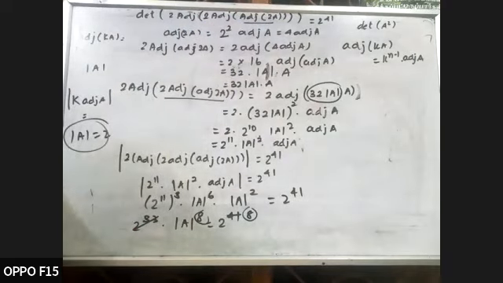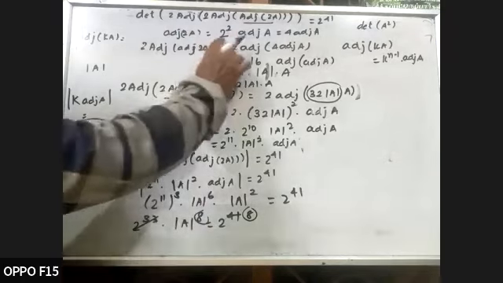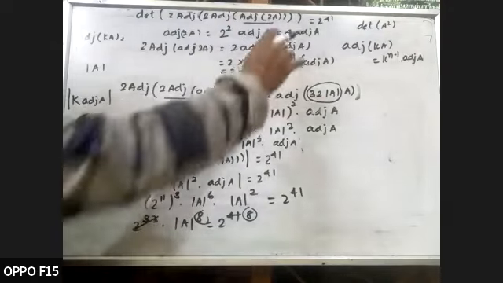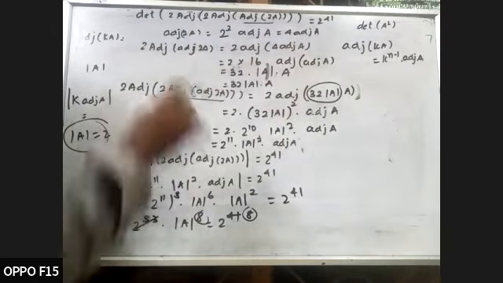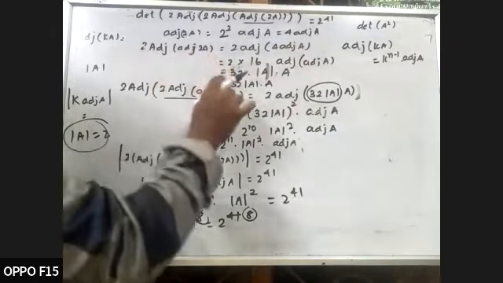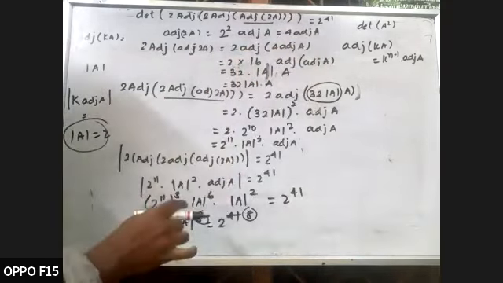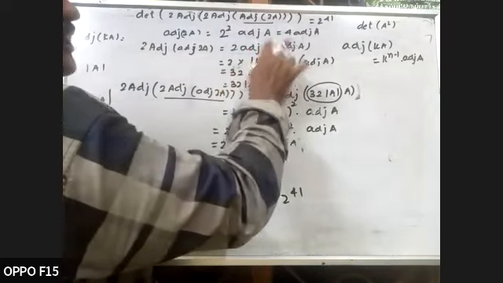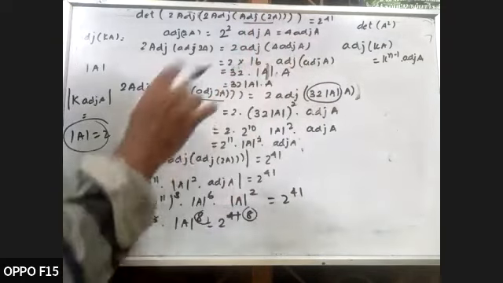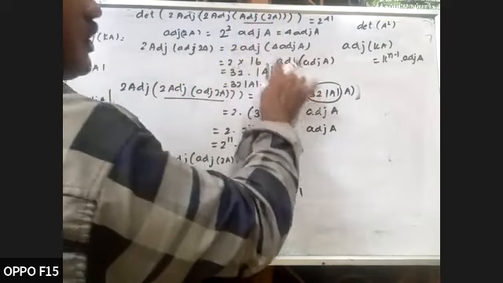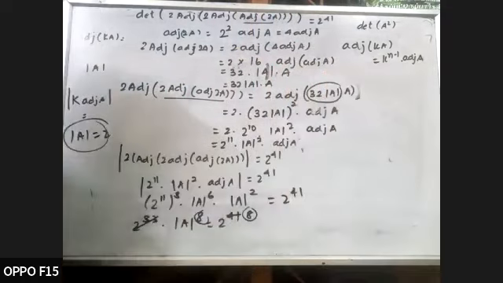What is the formula for adjoint of A? So adjoint of k into A, adjoint of some constant into A, means k power n minus 1 into adjoint of A. That is the formula. 2 square into adjoint of A, that value is 4 into adjoint of A. Again adjoint of 2A, 2 is a constant, leave it. Adjoint of 4 into adjoint of A. Now this 4 is your constant, k power n minus 1, 4 power 2 that is 16 into adjoint of, inside instead of A there is adjoint of A.